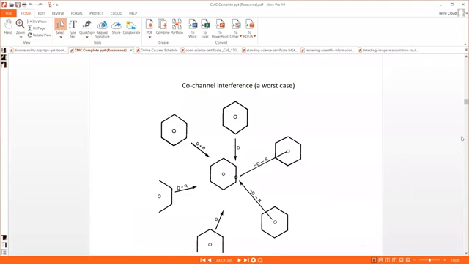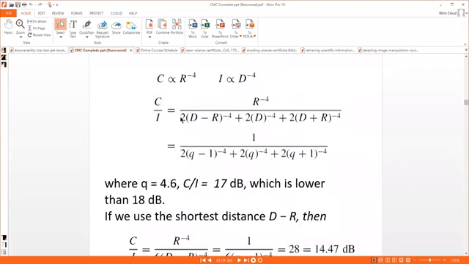Two values are there. That's why I have written 2 times here. 2 times means 2 values of D are there, 2 values of D minus R are there, 2 values of D plus R are there. Now, we have the relationship between D, R, and Q. If we use that particular relationship, Q equals D by R, the co-channel interference reduction factor, when we substitute this one, we are going to get this formation, that is 1 by 2 into Q minus 1 whole power minus 4 plus 2 into Q power minus 4 plus 2 into Q plus 1 whole power minus 4.